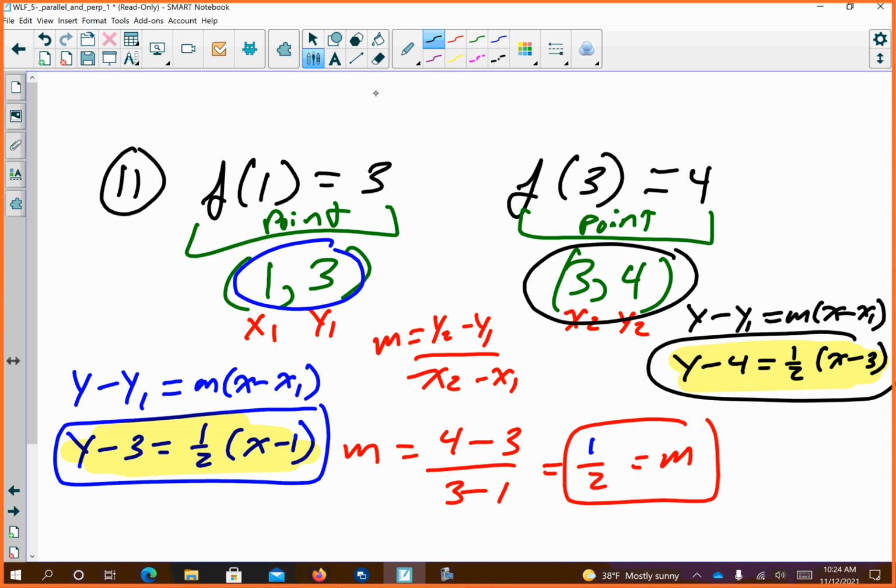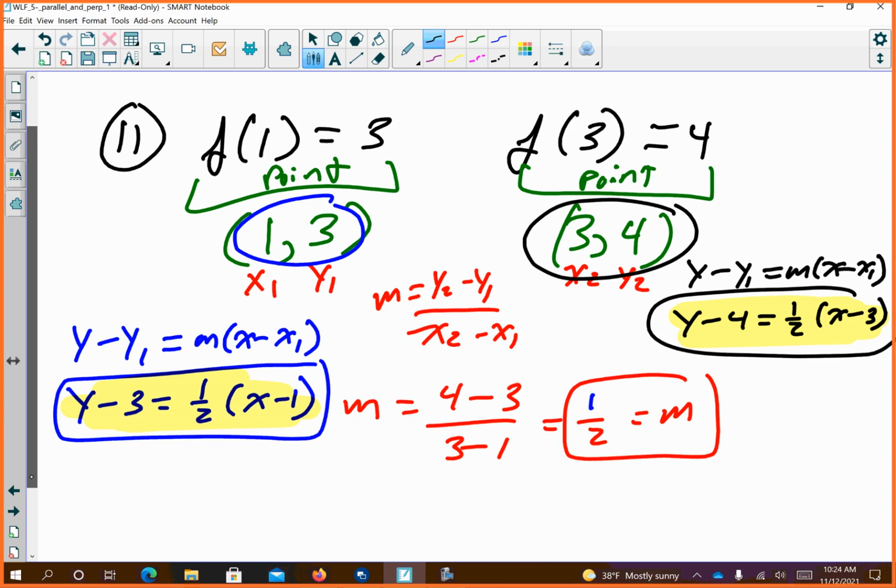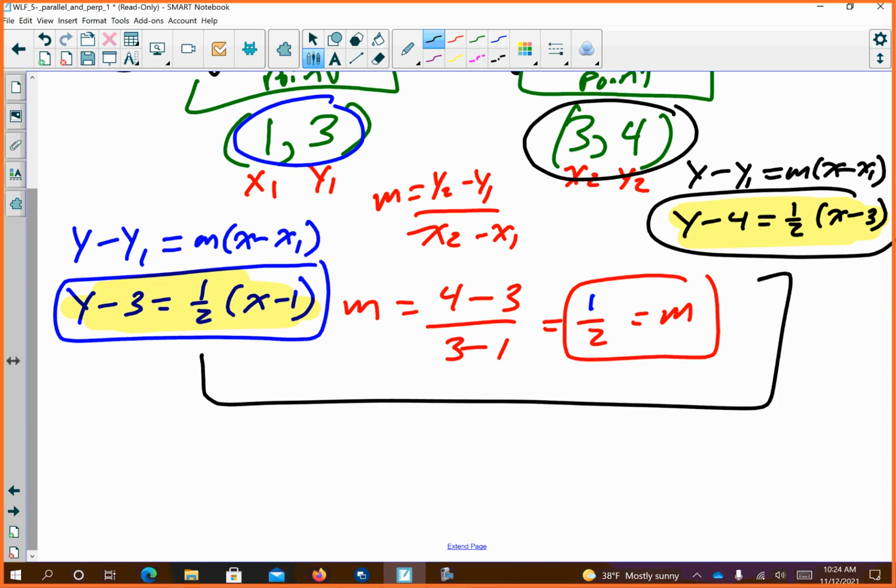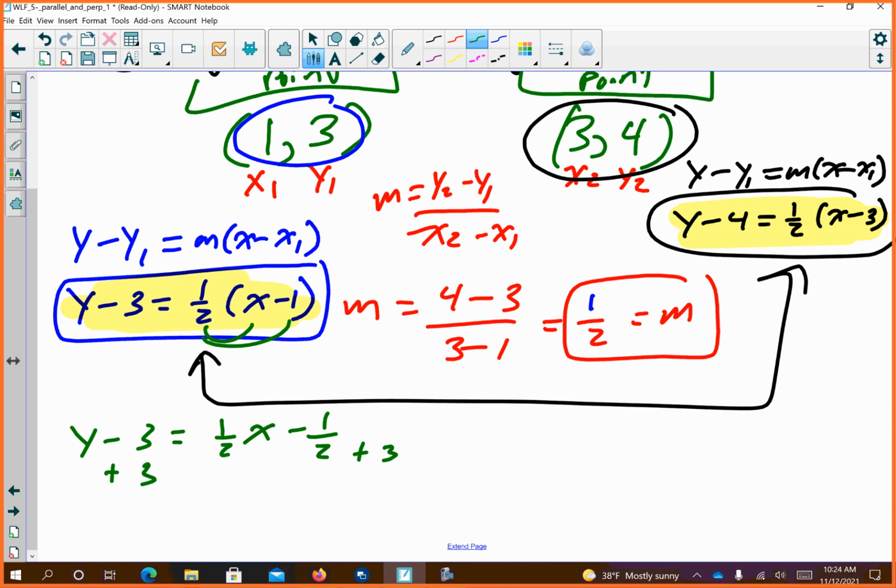Okay, so does everyone agree that these two things do not look anything alike? I mean, they have the same slope. You agree with me? Okay, it's a little kind of goofy, right? Now if I give you a problem like this, I'm going to distribute 1/2 over, and I'm going to leave it as a fraction, so minus 1/2. You agree so far? Then I'm going to add 3 to both sides.